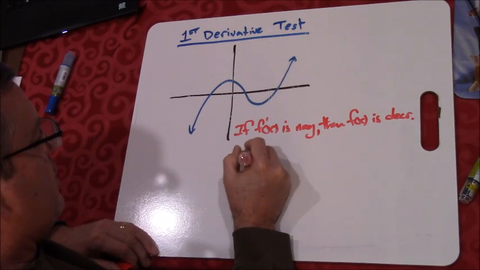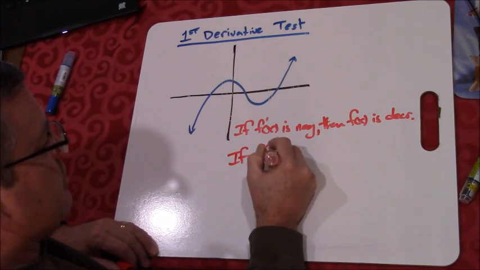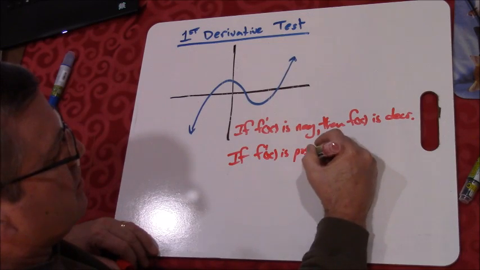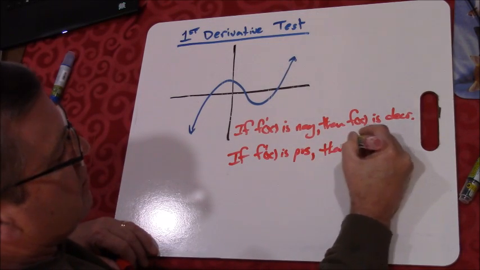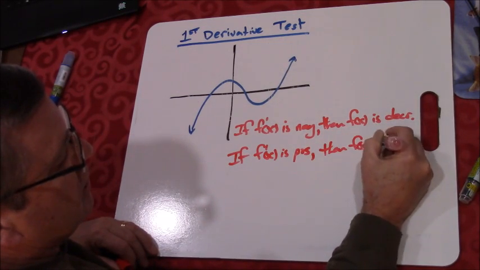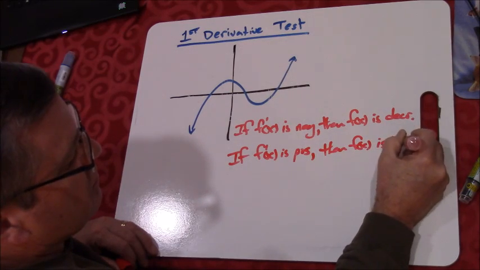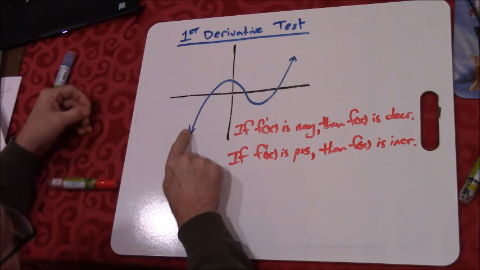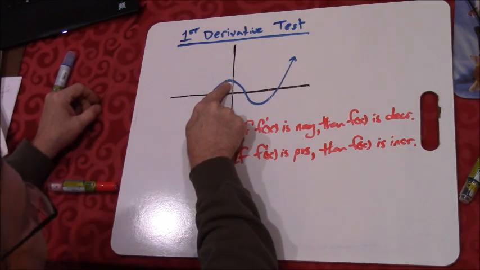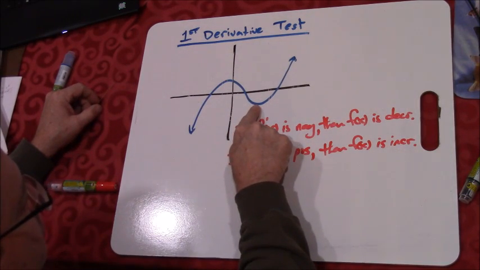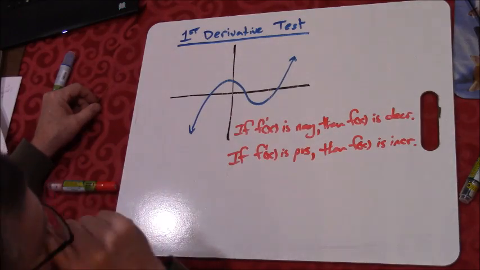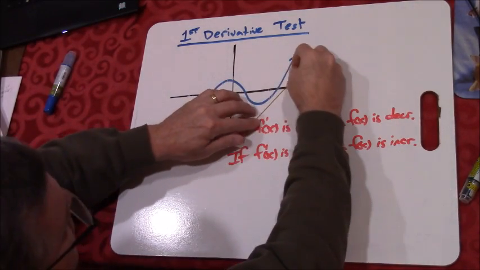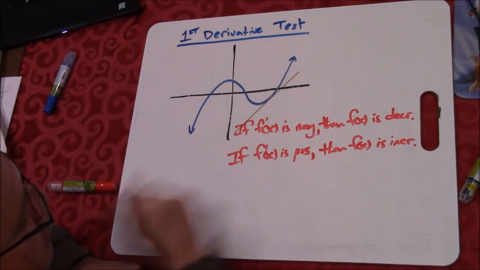If f prime of x is positive, then f of x is increasing. And that's what happened from this point all the way up to our relative maximum, and also from this relative minimum off to infinity. The function is increasing, and the slopes of our tangent lines, when that happens, are going to be positive.